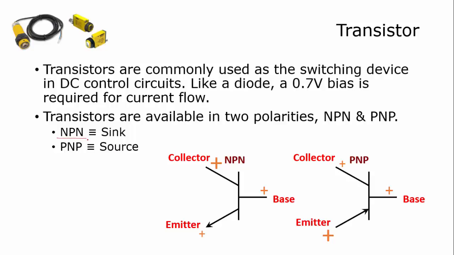One is called an NPN, and it's equivalent to a term called sink. And there's a PNP, which is equivalent to a term called source. These terms, sink and source, define current direction, or current flow direction.